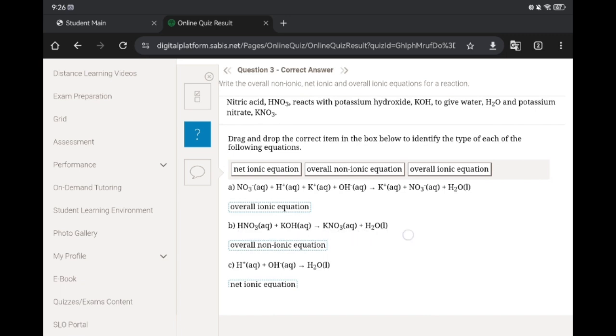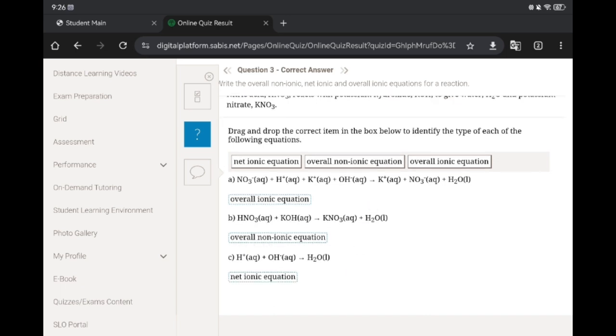This one, there's no ions at all. All of the compounds, they're not separated like here. So it's non-ionic. Net ionic means you just cancel out whatever you can. So you see you cancel out NO3, NO3, K and K.